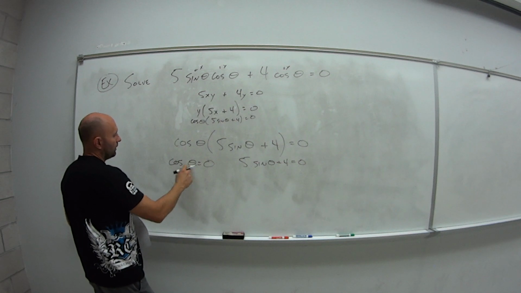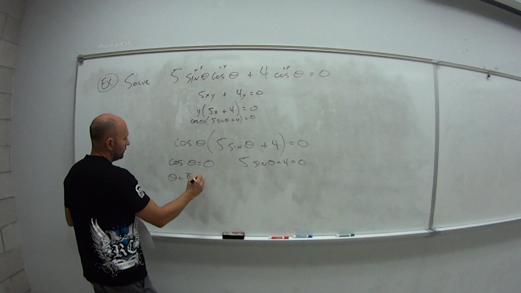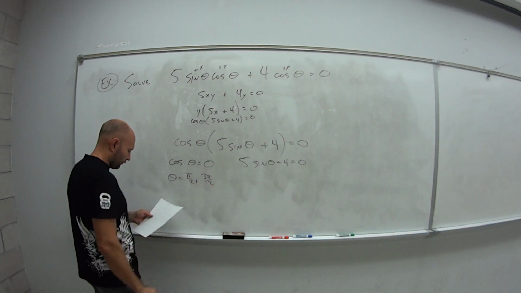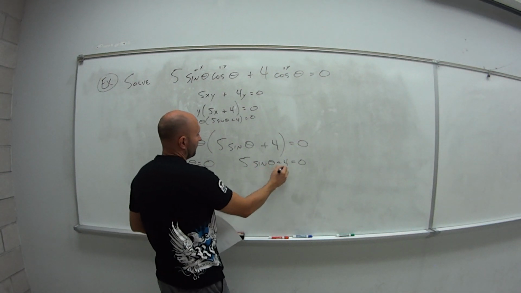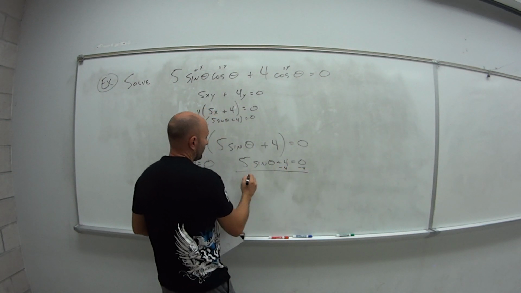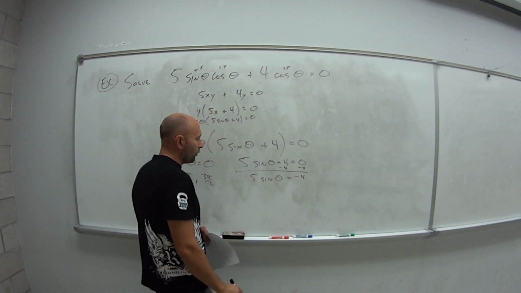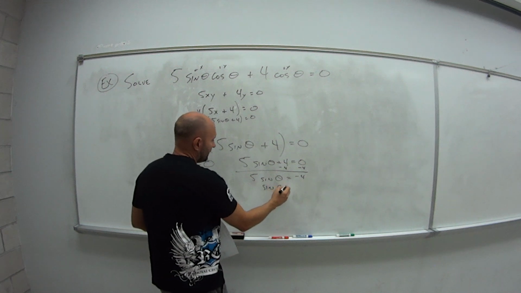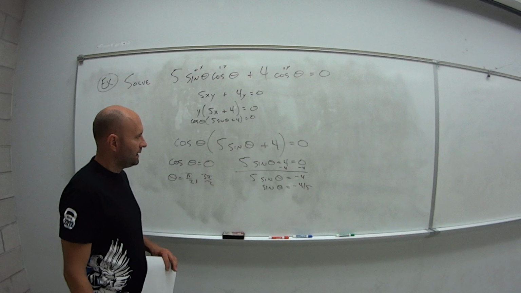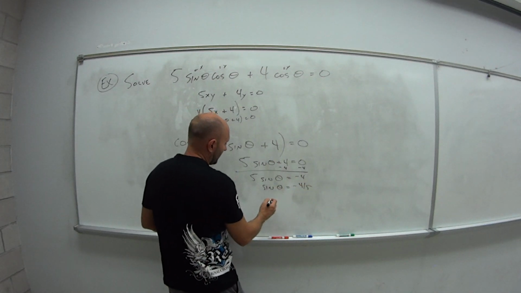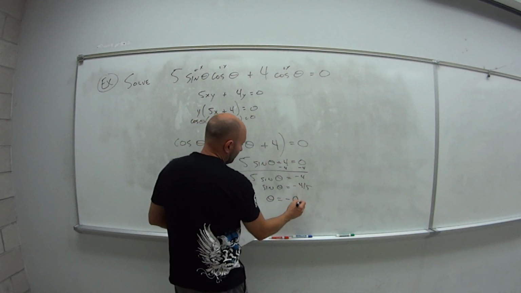So for the one over here, where is cosine of theta equal to 0? It's when theta is pi over 2, or 3 pi over 2. This one here, if we solve, we need to subtract 4 from both sides. So we get 5 sine of theta is equal to negative 4. So sine of theta is negative 4/5. And again, now we need to use our calculator, take inverse sine on both sides. You're going to get theta is equal to negative 0.93.